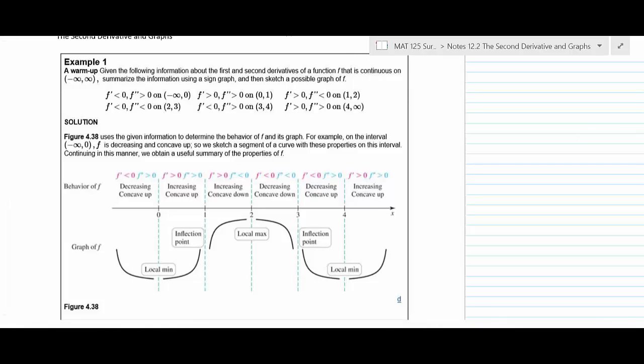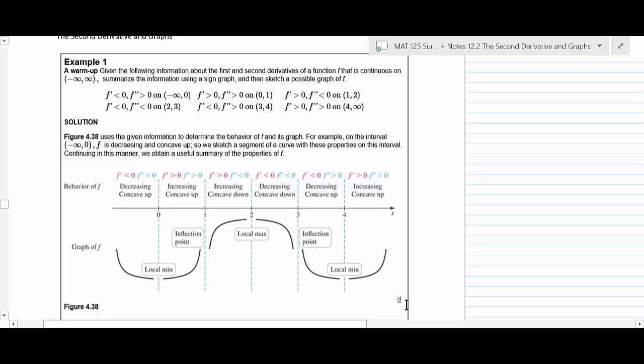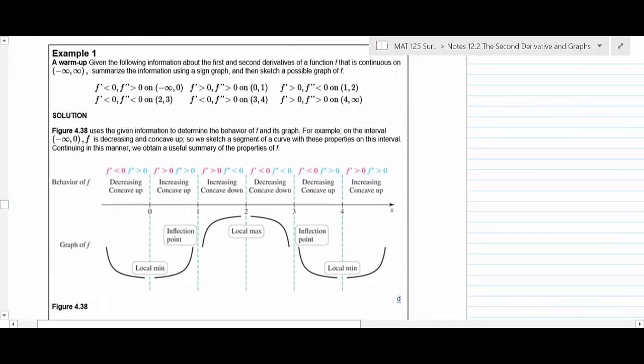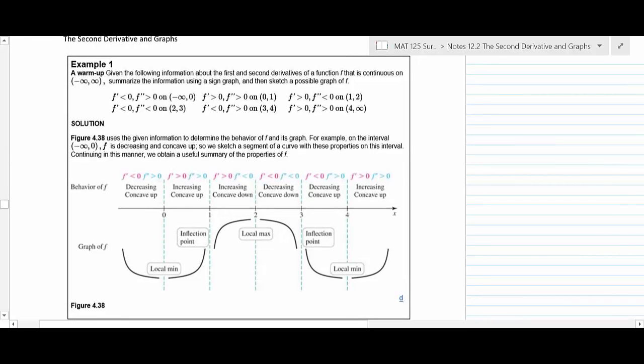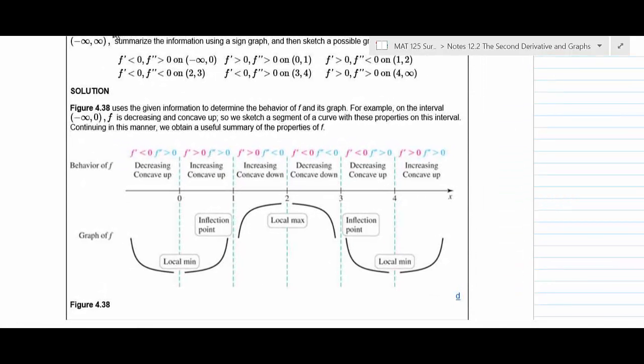What we want to do next here is look at if you have information about a derivative, being able to do a graph on this then. Okay, so I took this out of the book. This shows you how you could put stuff together.